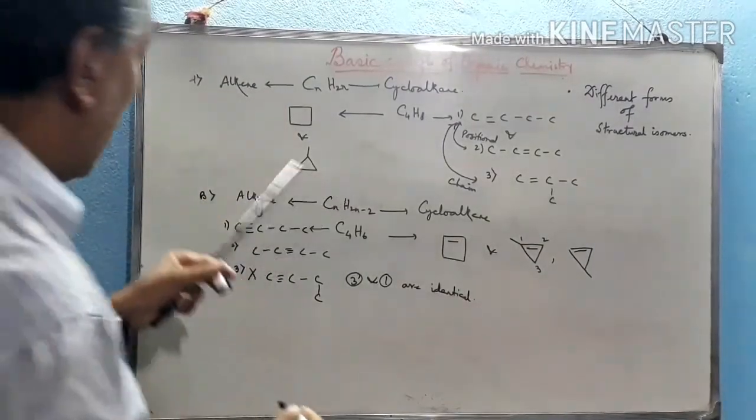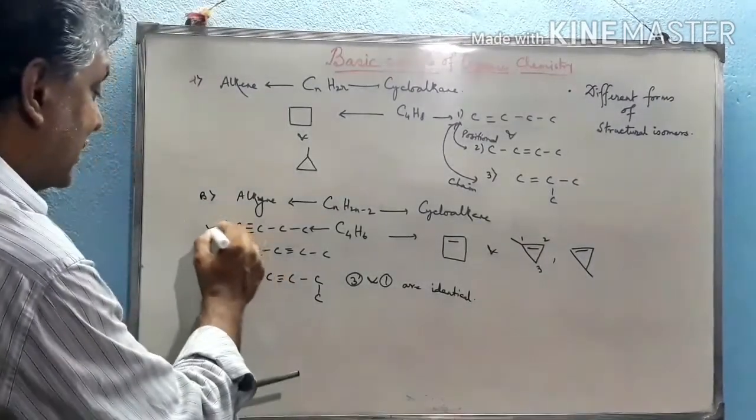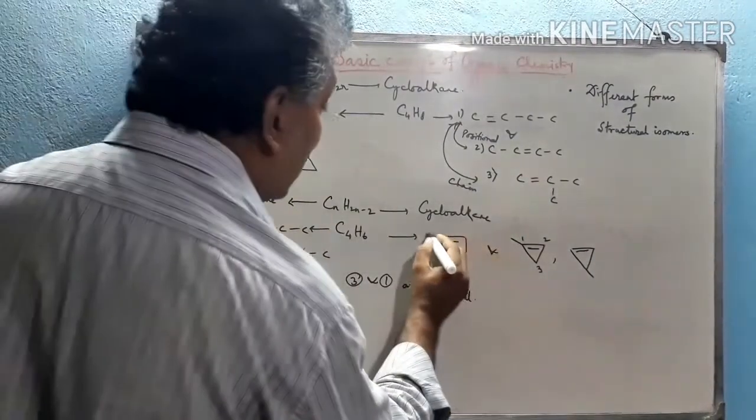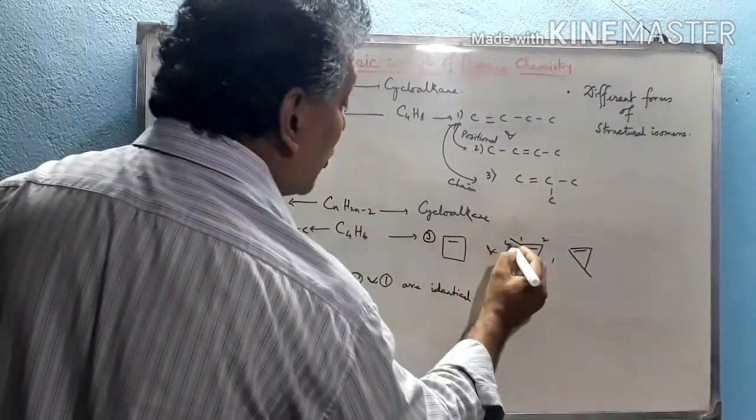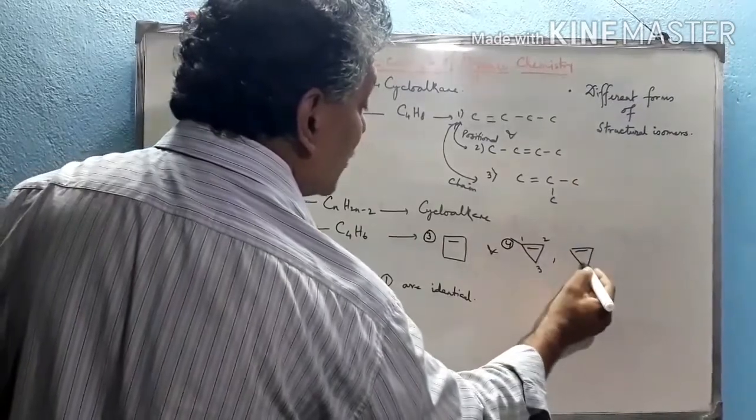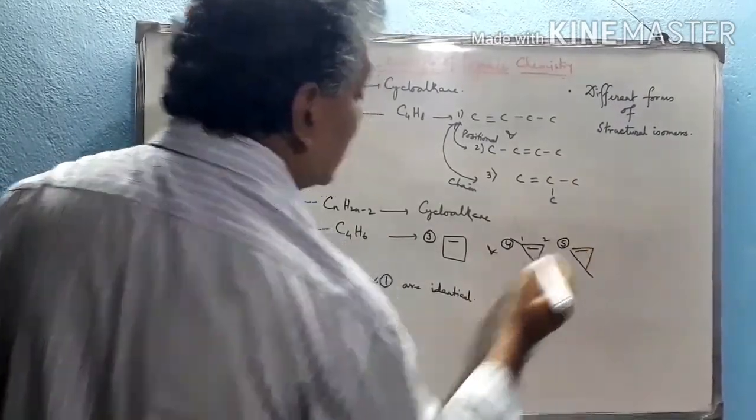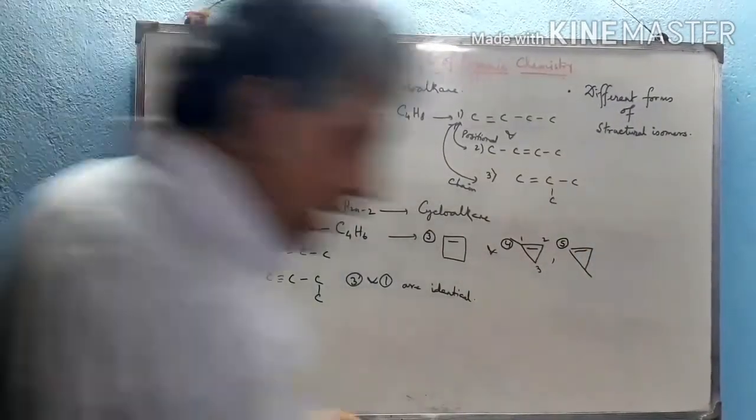So alkyne has these structures, 1, 2, and here 3, and 3 has 4 different chain isomers, 4 has also 5 positional isomers. So these two are the different forms.